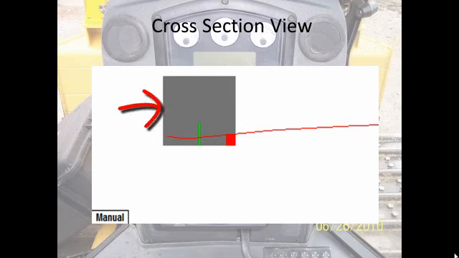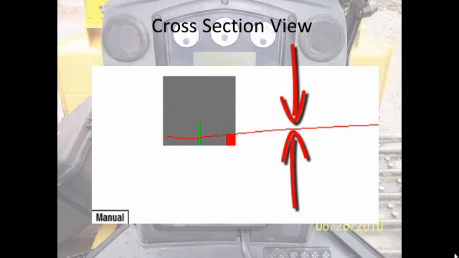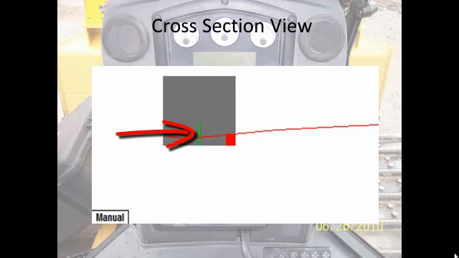The gray square represents the dozer or the excavator bucket. The red square represents the active corner, which we'll cover in a later training. The red line running horizontally represents the grade at finished grade. And the green line represents the center of the bucket.